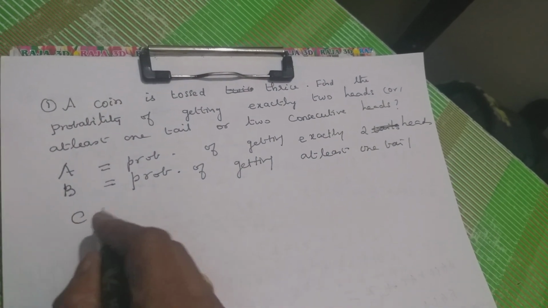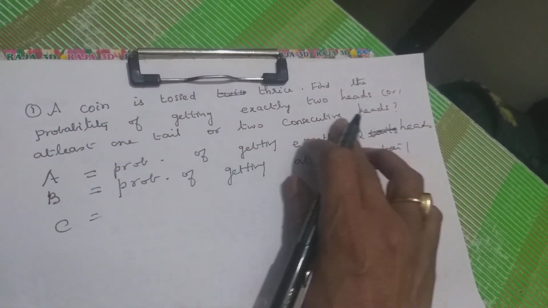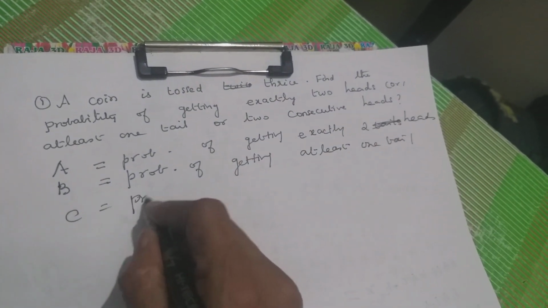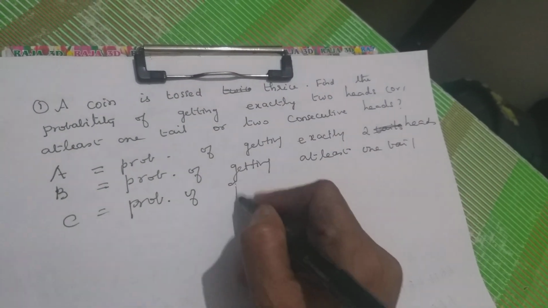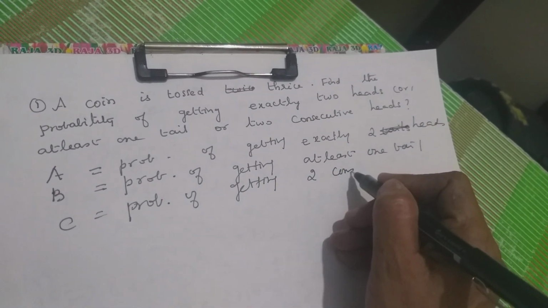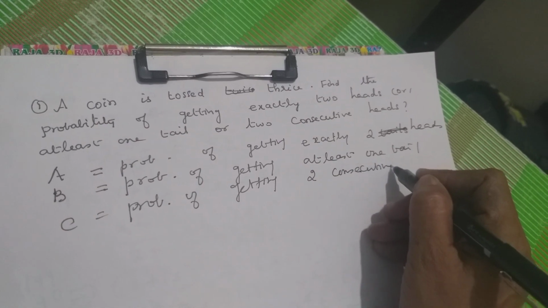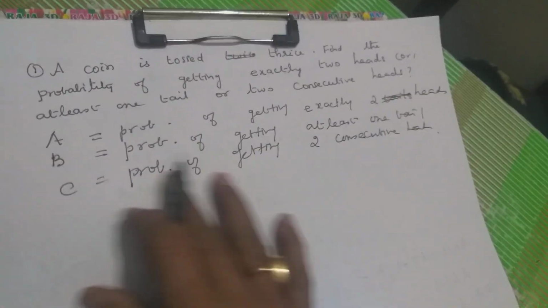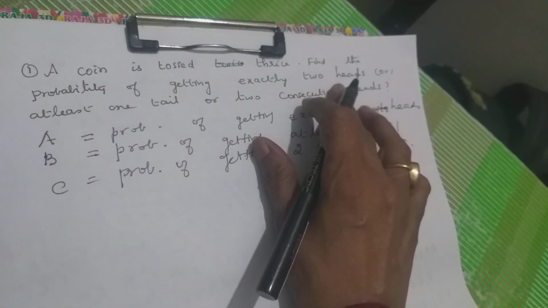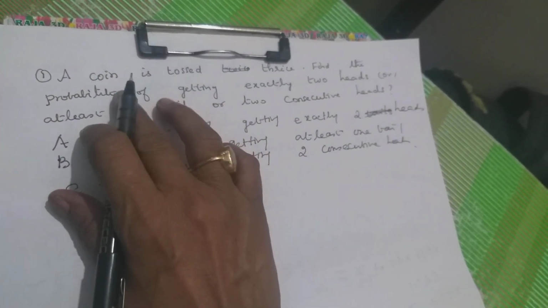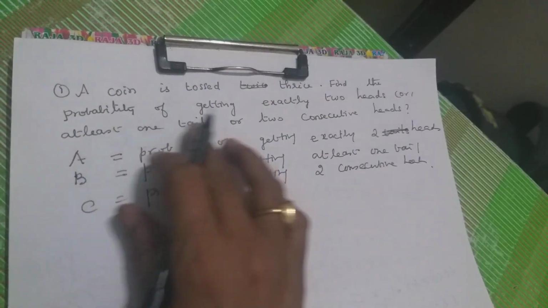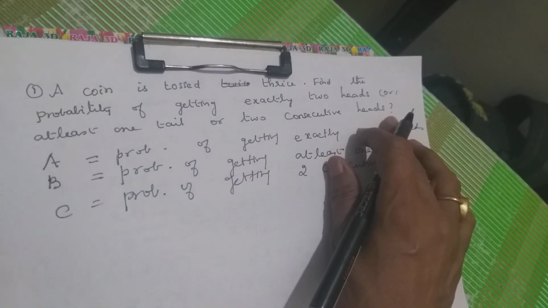Then C, naturally, the next one, what is that? That only will be C, two consecutive heads. So the probability of getting two consecutive heads. Okay, we are assigning A, B, C. And the either-or condition is given: the probability of getting exactly two heads or at least one tail or two consecutive heads.